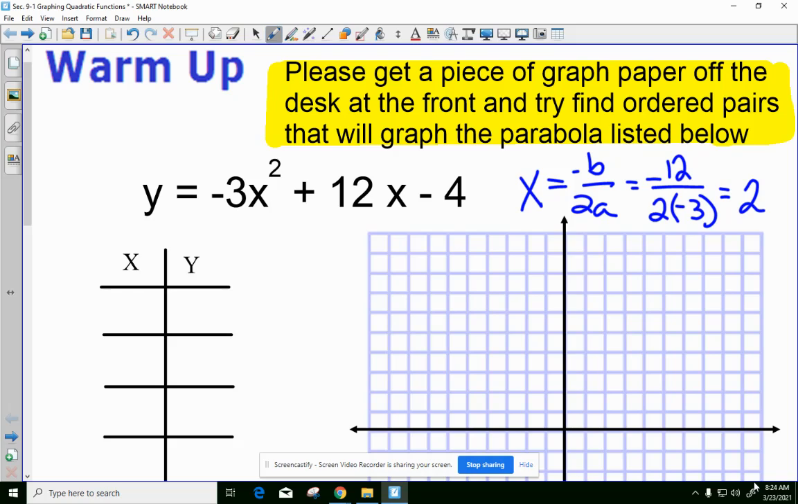I know that X has a value of 2. What's the corresponding Y value that goes with it? Connor, what is it? 8. Okay. So I have an ordered pair, 2 and 8. Right? What is that ordered pair? Maybe it's the highest point.